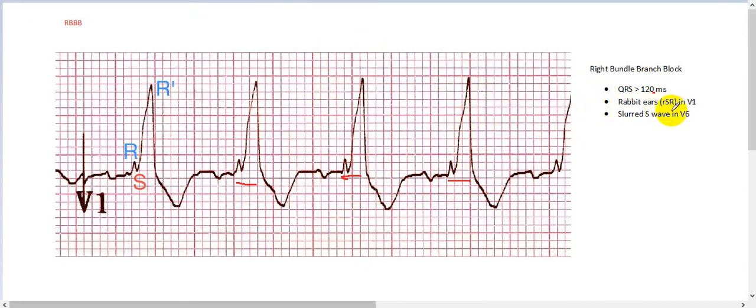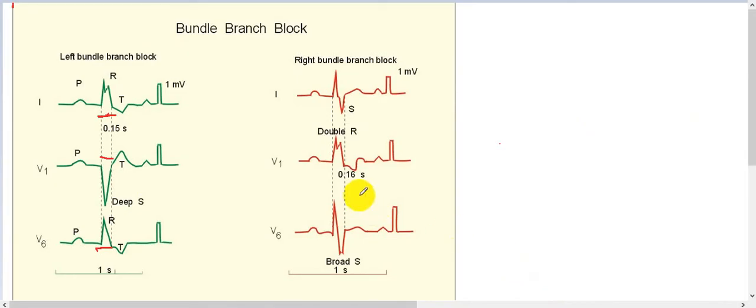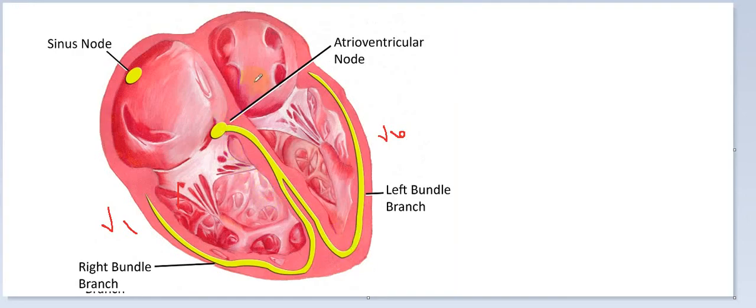The rabbit ears, the RSR wave, is now in V1. So in V1, you see these rabbit ears I had shown earlier. These occur in V1, and then there's a slurred S wave in V6. You see here this broad and slurred S wave. You see that in V6. Now we'll talk about the same morphology that I talked about earlier for the left bundle branch.